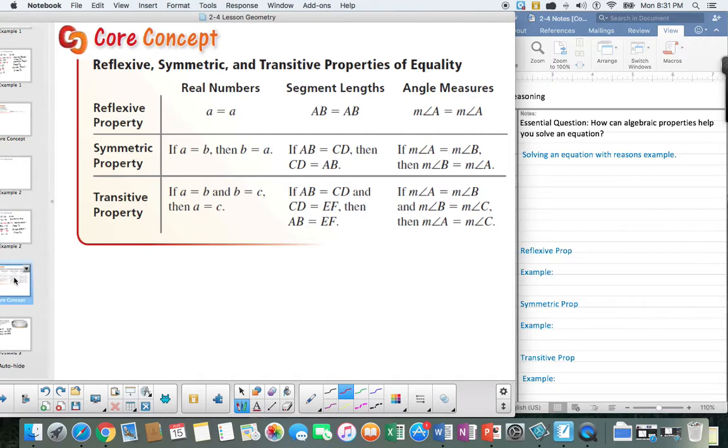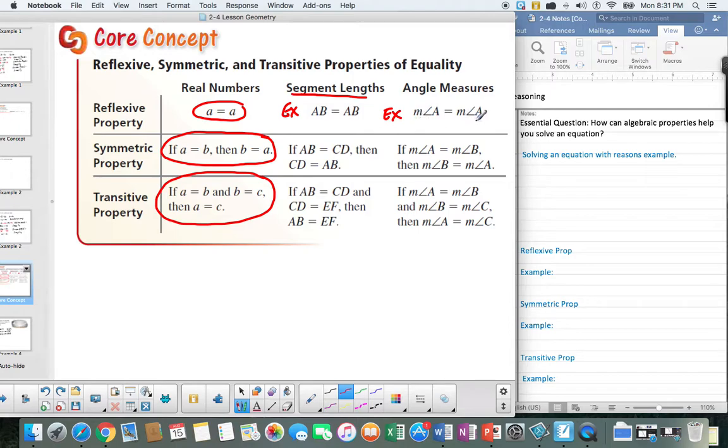Okay, here are 3 vocabulary words, and what you should do on your notes is put this right next to the reflexive property, and this right next to the symmetric property, and this right next to the transitive property. And let's take a look at what they look like. Reflexive property looks like when something is equal to itself. Now I've also given you some place to write examples. So this would be a good example of when you're using segments. And this would be a good example of when you're using angles.